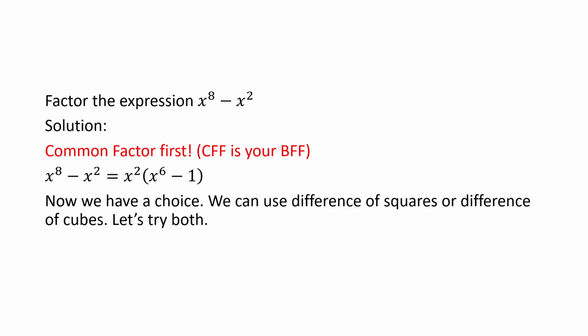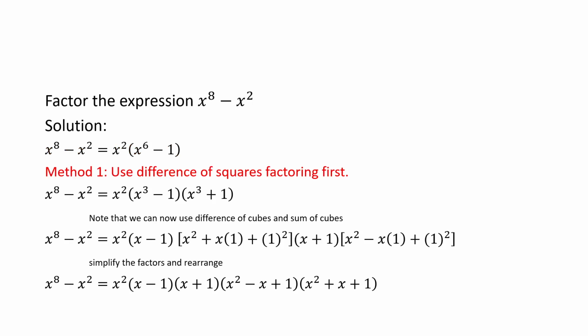Now again, the idea behind this is that we're saying it's probably best to think of it as a difference of squares first. So let's call that method 1. Let's use difference of squares factoring first. We've factored out the x squared, of course. Now, I'm going to view x to the 6 as x cubed quantity squared and 1 as 1 quantity squared. That allows me to call x to the 6 minus 1 x cubed minus 1 and x cubed plus 1.